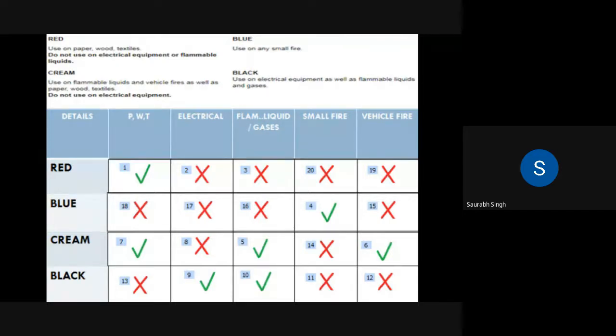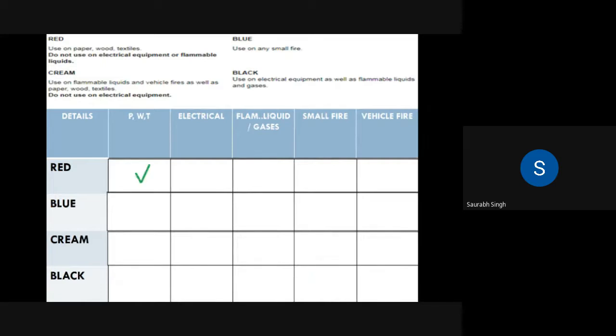Now I'm going on to blue. Other conditions of blue, right? I'm not going on to small fire or vehicle fire because nothing has been said about red yet. I'll show you this way, right? We are putting a tick on paper, wood, and textiles. I'm going slow for you people, those who have not understood.